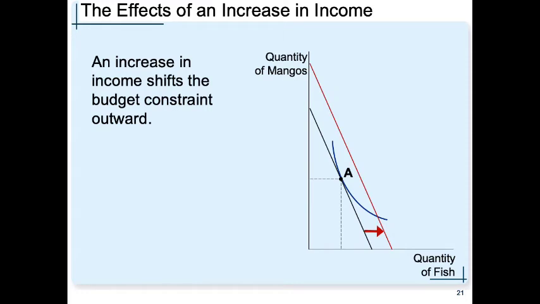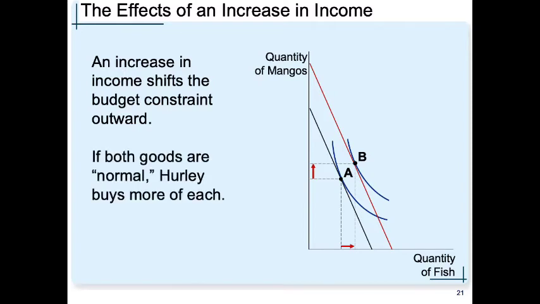Alright, so what happens when income increases? When income increases, this means that you have more money to spend, which basically means you should be able to go to a higher level of satisfaction. Since you have more income, you can buy more and consume more. So what happens is you move to point B. What we need to understand over here is, let's suppose that you were consuming 100 mangoes over here and 100 fish.